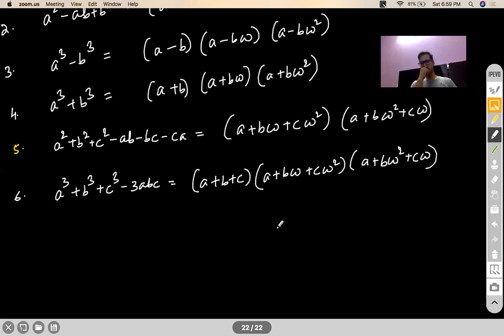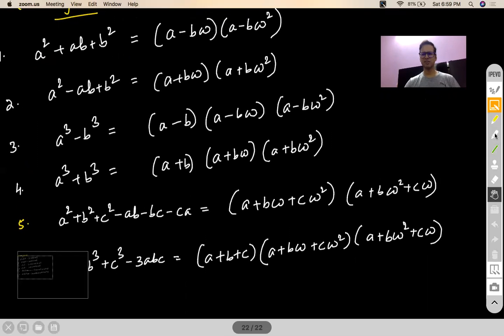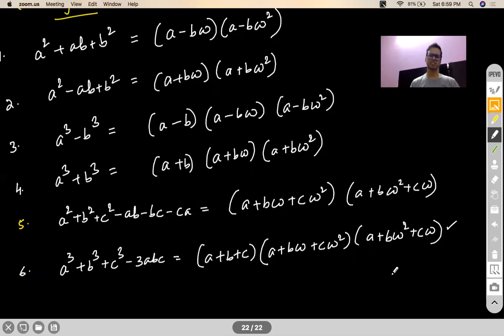Okay, so some important expansions. No need to remember except for this one. This is very helpful. This is used in some of the cases. Done. Copied.